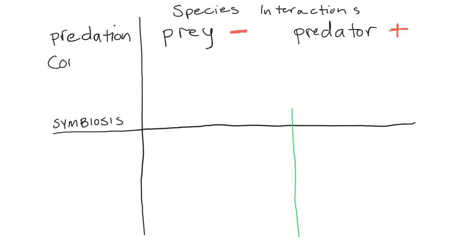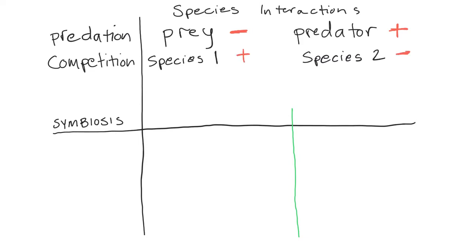Okay, our second one is competition. And in competition, we don't have a predator or prey. We just really have species one and species two. And what's their interaction with each other? Okay, so you're saying one of them is positive and one of them is negative? Do you agree with that? Well, it's not true. They are both negatively affected.